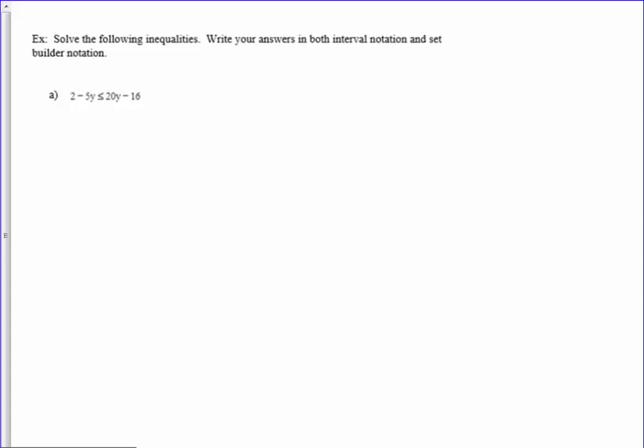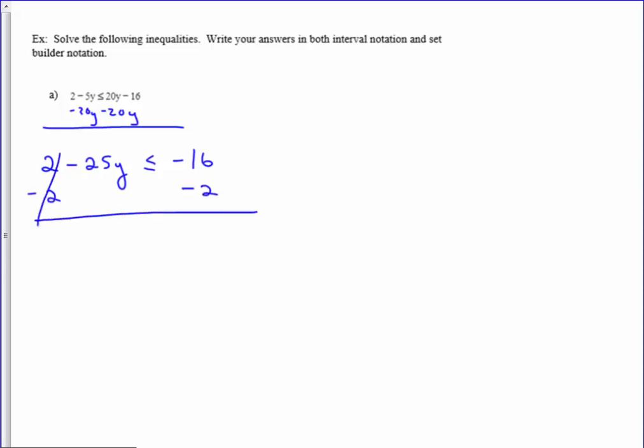First of all, we notice that the variable in our problem is y. There are y's on both sides of the inequality, so the first thing I'll do is move all my y's to the left-hand side by subtracting 20y from both sides. Doing this, that would result in 2 minus 25y less than or equal to negative 16. Now I will subtract the 2. That would result in negative 25y less than or equal to negative 18.